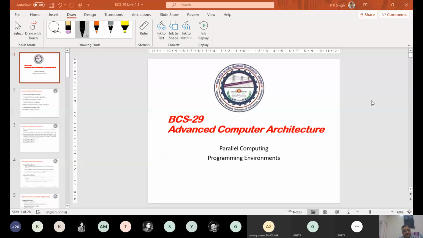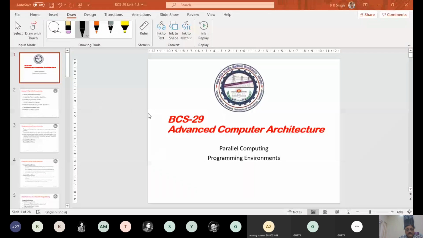Up to now we have discussed the various parallel architectures and their performance. Now, how do we use these parallel architectures? To use a parallel architecture, we have to go for programming. So how we do parallel computing using these architectures, we will discuss.